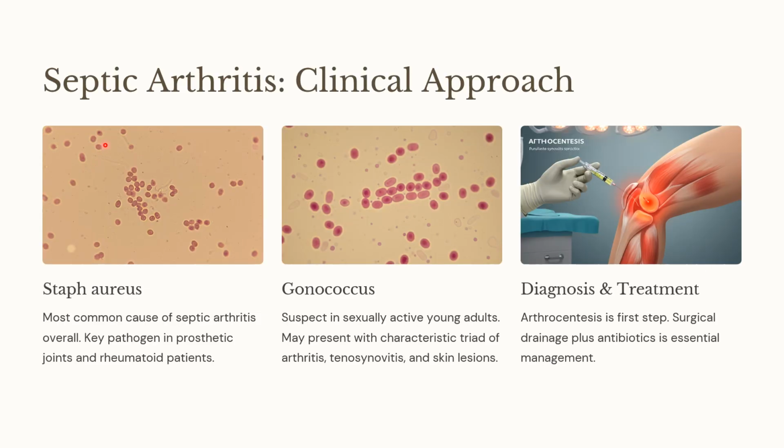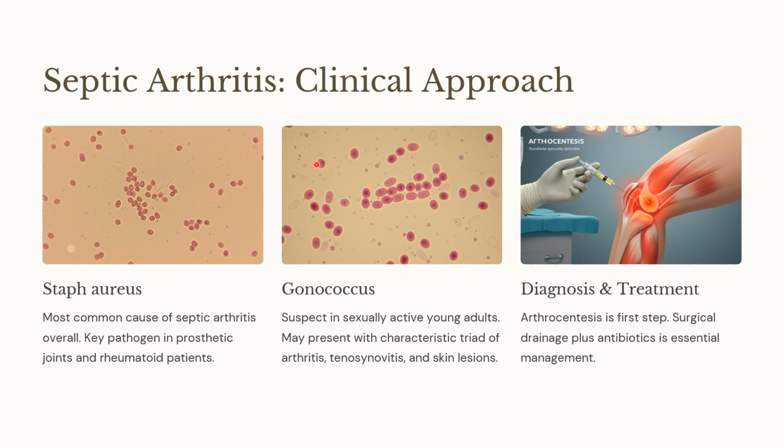We already talked about septic arthritis a little. Let's see it in more detail. The most common cause of septic arthritis overall is Staph aureus. It is a key pathogen in prosthetic joints as well as in rheumatoid patients. But in young sexually active adults, gonococci is the most common cause of septic arthritis. It will not only present with arthritis, it will also present with tenosynovitis as well as skin lesions.